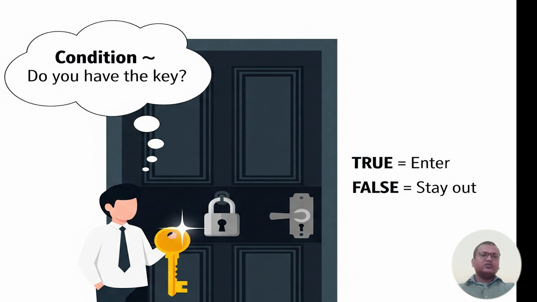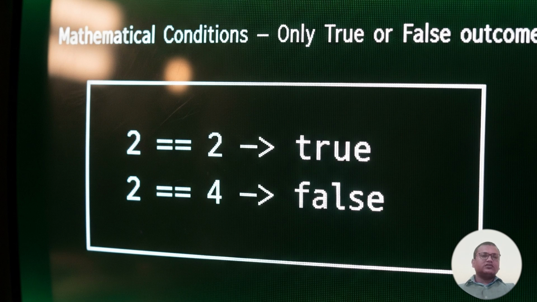Imagine this. Your house door is locked. You want to go inside. The condition: you must have the key. It's either true or false. In programming, we write conditions like this: 2 == 2 is True, 2 == 4 is False. There are only two outcomes. Either the condition is true or it's false.